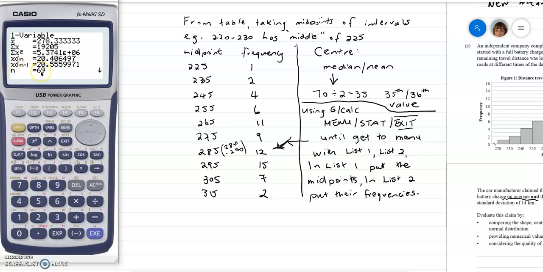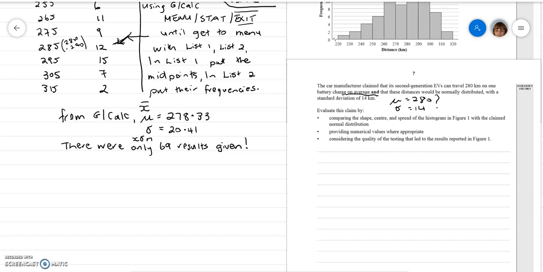It also tells us that we've actually only got 69 bits of information, and if you were to check your addition in here, you'll find that they actually made a mistake in the paper. You only got 69 pieces of information there. So, just to recap, the median was between 280 and 290. The mean was 278, and the standard deviation is 20.41, and there were only 69 results given. Okay, so our first job is to compare the mean with what was given, and the mean that they claim was 280. So the mean is 278 kilometres, which is less than 280 kilometres in the claim.